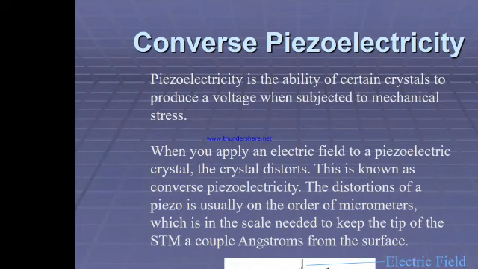Now we talk about converse piezoelectricity. Piezoelectricity is the ability of certain crystals to produce voltage when mechanical stress is applied to them. When you apply an electric field to a piezoelectric crystal, the crystal distorts. This is known as converse piezoelectricity. The distortions of this piezo are usually on the order of micrometers, which is the scale needed to keep the tip of the STM a couple of angstroms from the surface.